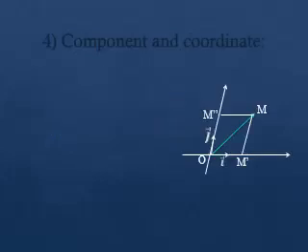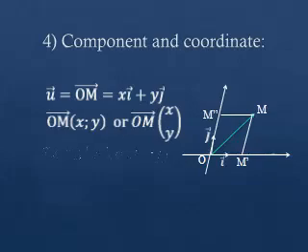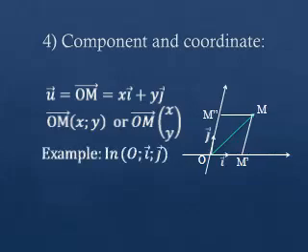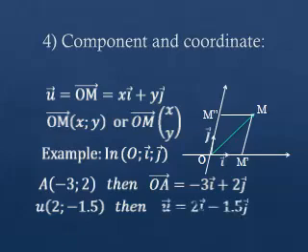So look at this figure. I have point M. OM has coordinates x, y. In another example, if I have a point A that is (minus 3, 2), and the vector u, which is (2, minus 1.5), then OA equals minus 3i plus 2j, and u equals 2i minus 1.5j.